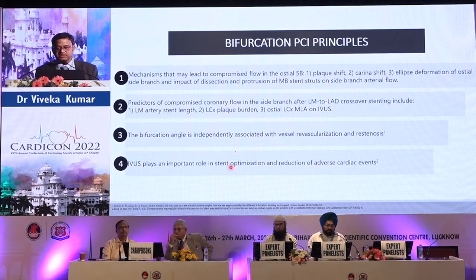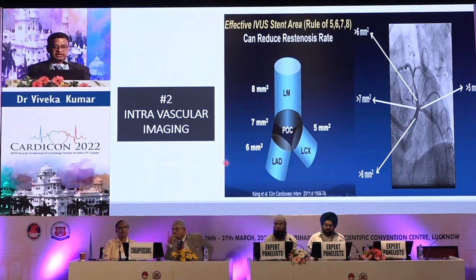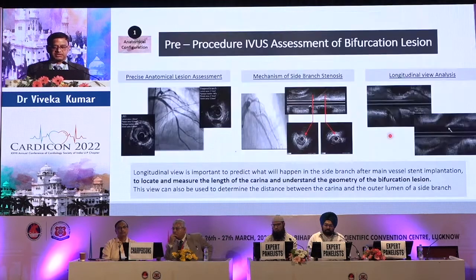Imaging is a very important tool, especially when we are doing larger branches and complex bifurcations. We need to image so that the data is quite clear, whether we are doing optical coherence tomography or IVUS, it gives a good idea. When we are doing the left main bifurcation, the formula of 5, 6, 7, 8, which is the effective IVUS stent area, shows that in the long term the complications and adverse outcomes would be lesser. So this is what we need to achieve.